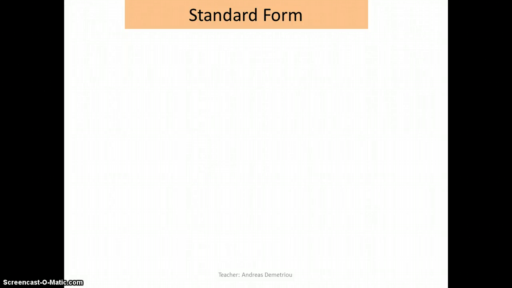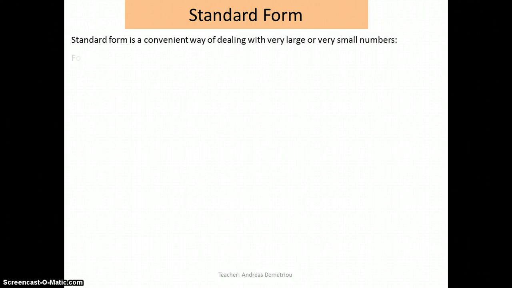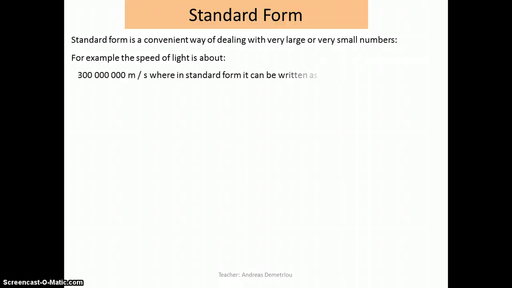In this presentation, I will explain what is a standard form. Standard form is a convenient way of dealing with very large or very small numbers. For example, the speed of light is approximately 300 million meters per second, which in standard form can be written as 3 times 10 to the power of 8.